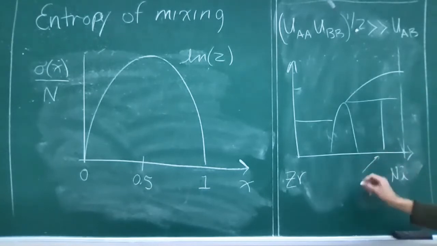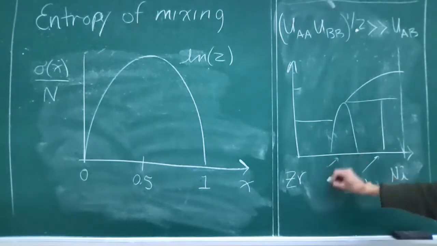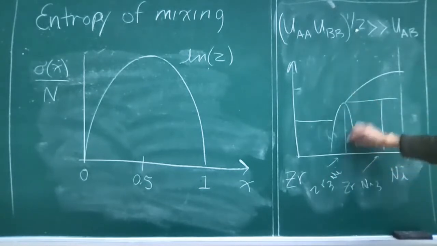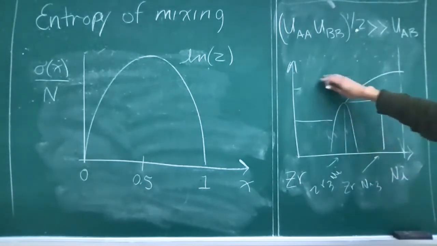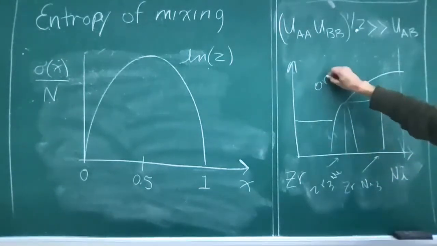So over here, you have a particular composition. I don't know, say zirconium 3 nickel or zirconium nickel 3. Over here, you have zirconium 3 nickel and so on. So each one of these has a different structure, and these do not form a random solution. So this is called an ordering system.